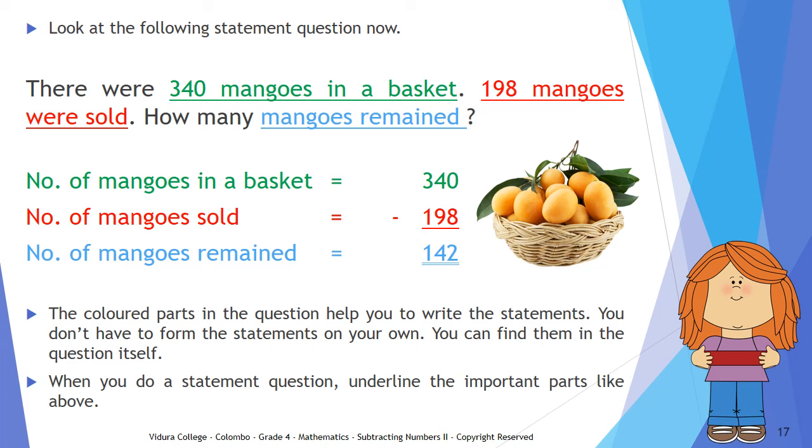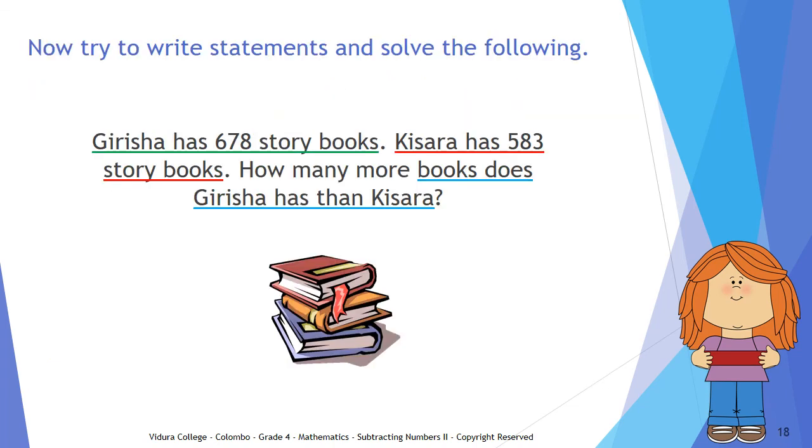You don't have to form the statements on your own. You can find them in the question itself. When you do a statement question, underline the important parts like above. Now try to write statements and solve the following. Girisha has 678 storybooks. Kisara has 583 storybooks. How many more books does Girisha have than Kisara? Can you see underlined phrases? Use them to write the statements.